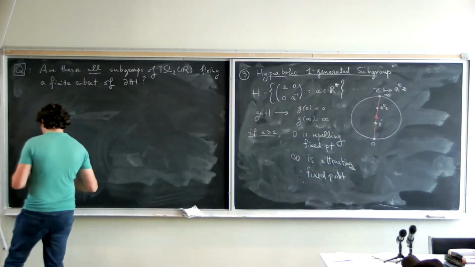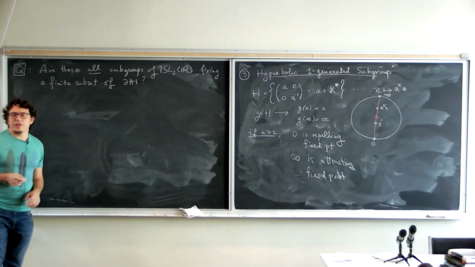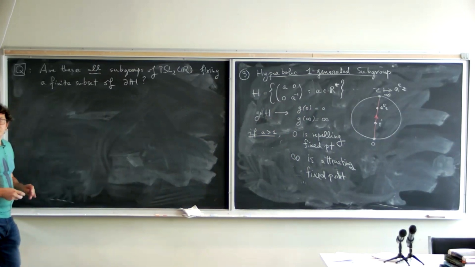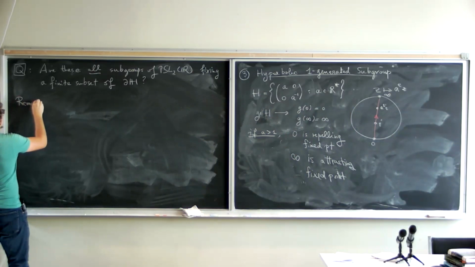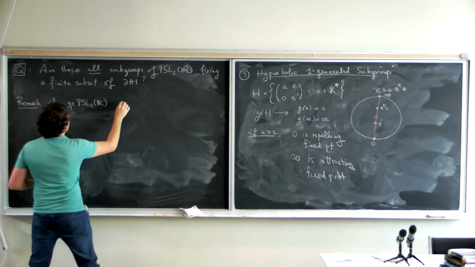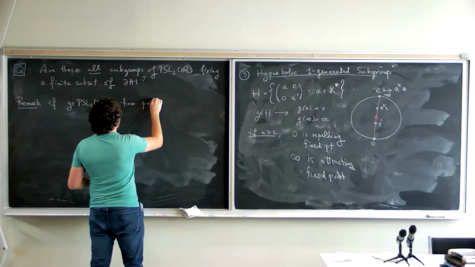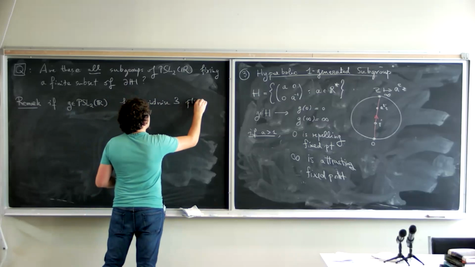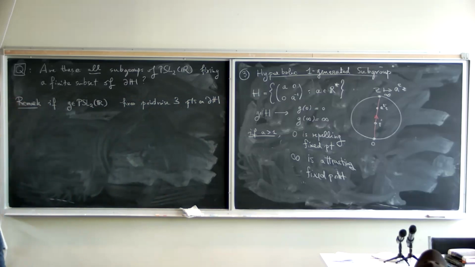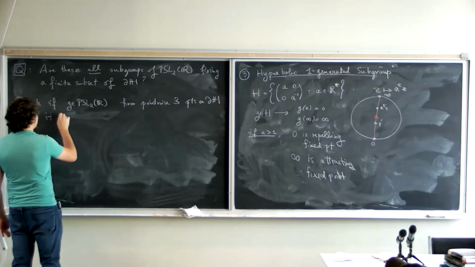Can, for instance, a group fix 4 points on the boundary? But first of all, you have to remark the following. If G in PSL2R fixes pointwise 3 points on the boundary, or more than that, then what happens? It has to be the identity.